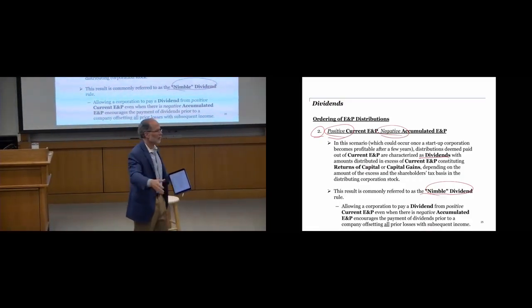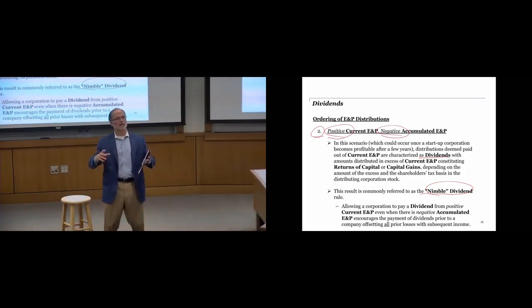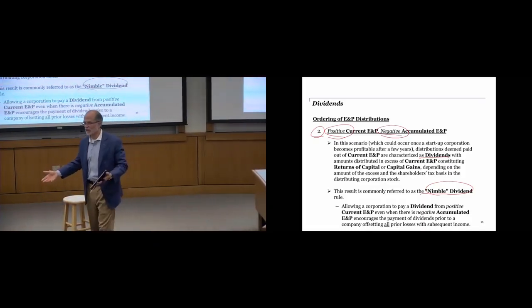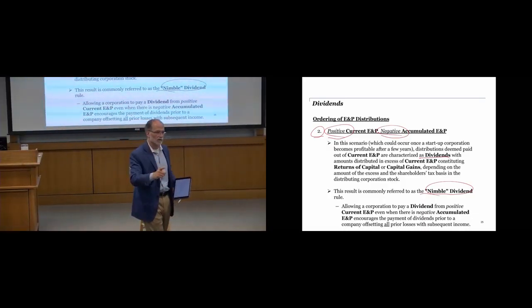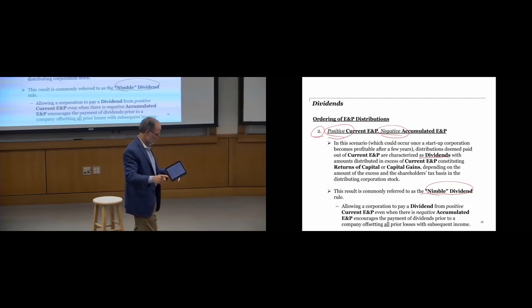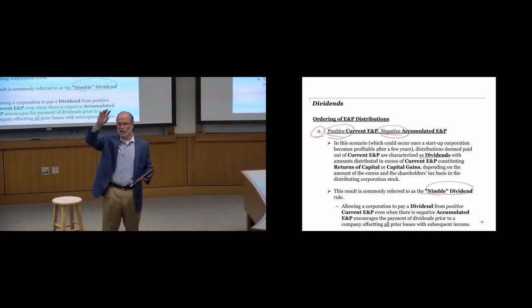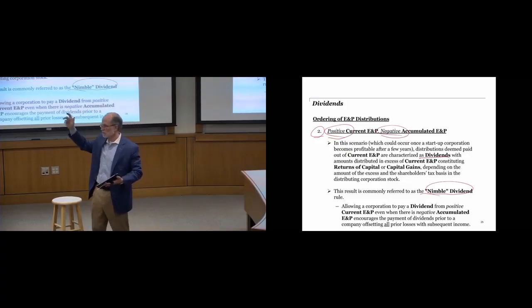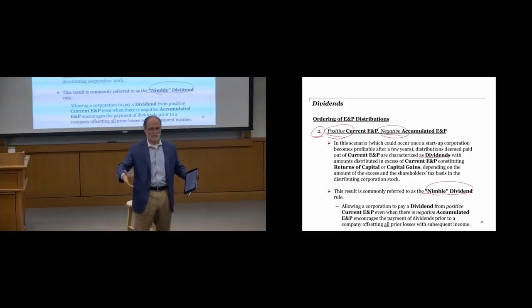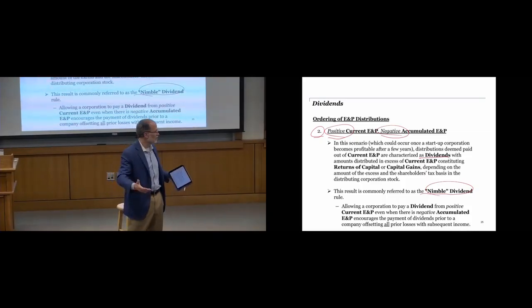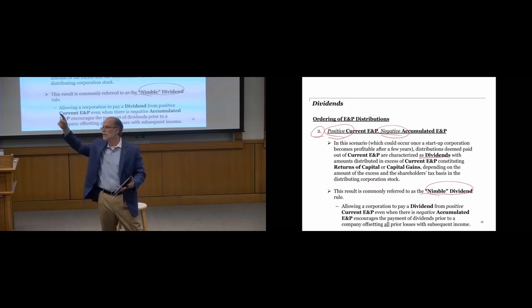The government didn't want that to be the rule, so we act nimbly in this scenario, meaning that if you are current positive, you can pay a dividend up to your current E&P. Okay? And then, after you exhaust the current E&P, if you have a distribution in excess of that, you obviously cannot go to your accumulated E&P because that's a negative balance. You can't make a distribution out of a negative balance. But you still go to return of capital to capital.